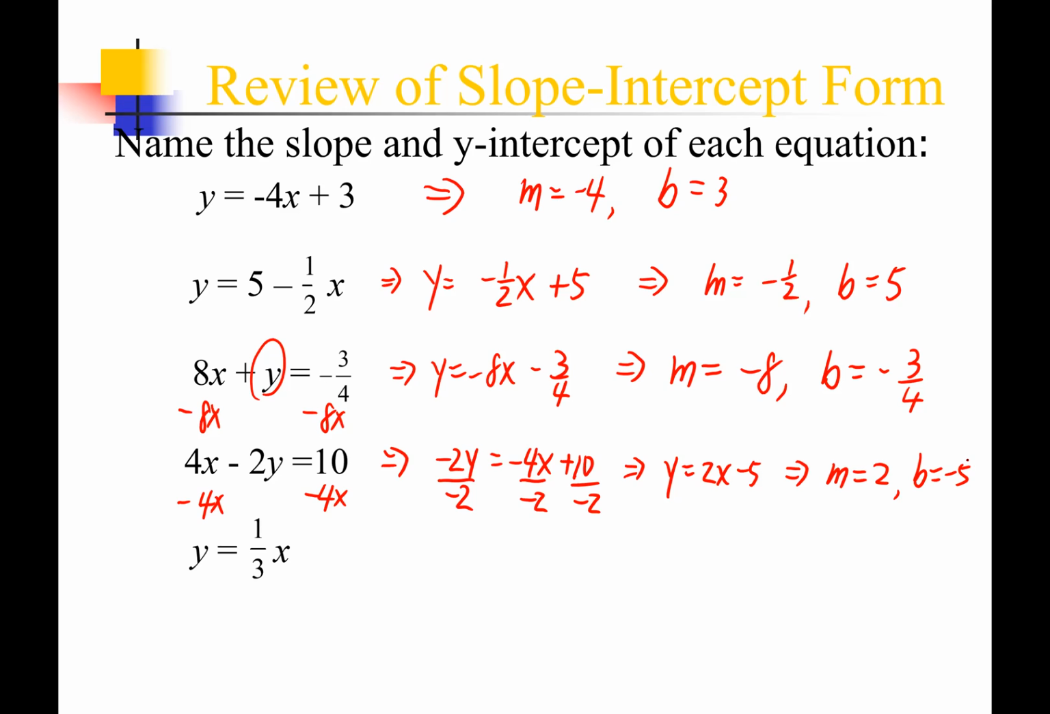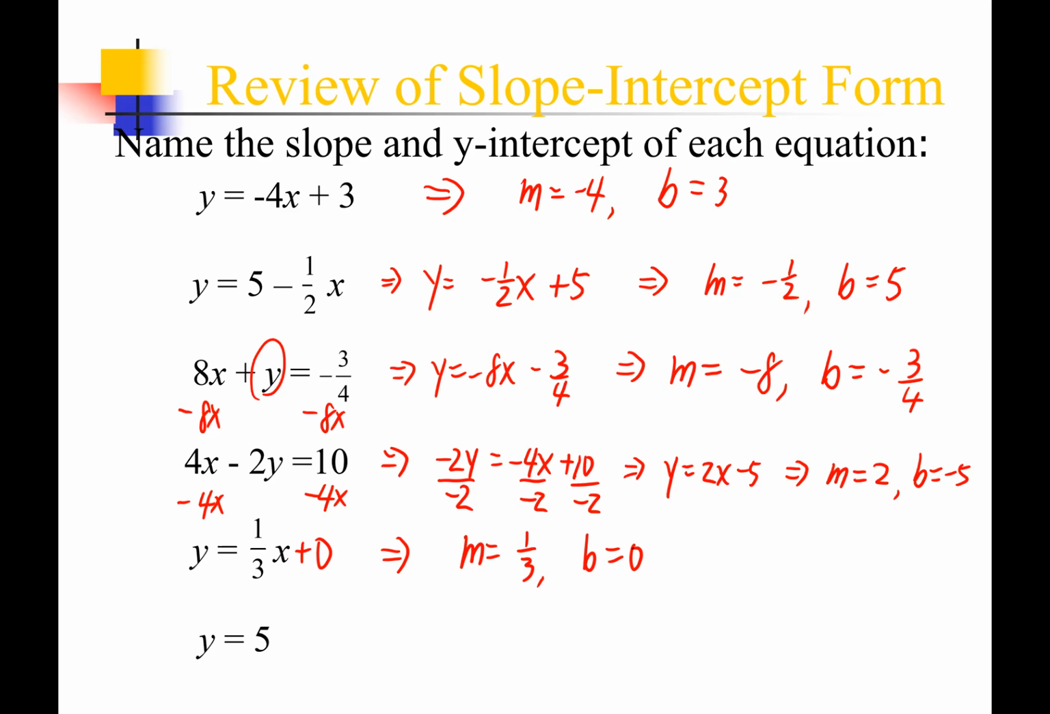And this one has no y-intercept, right? You can just put 0 there. 1/3 of x plus 0. Then we know that slope is 1/3. And the y-intercept b is 0. That happens, right? This line passes through the origin. So that's why the y-intercept is 0.